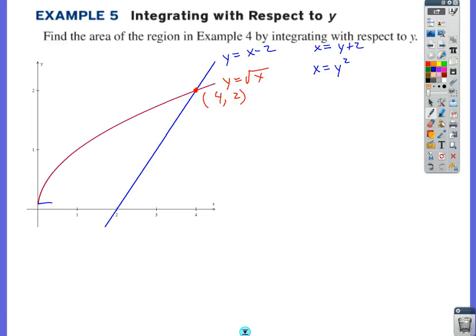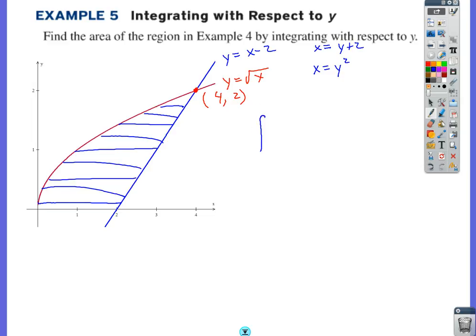Now I can take a look at it this way. I can make rectangles going this way, and I can take an integration going on the y-axis. I'm going to integrate starting down here from 0 and go all the way up to 2, because that's where they cross. That's the area in between. And which one's on top? Well, the blue one, which is y plus 2, minus the bottom one, y squared, dy. Why? Because these little boxes are delta y.